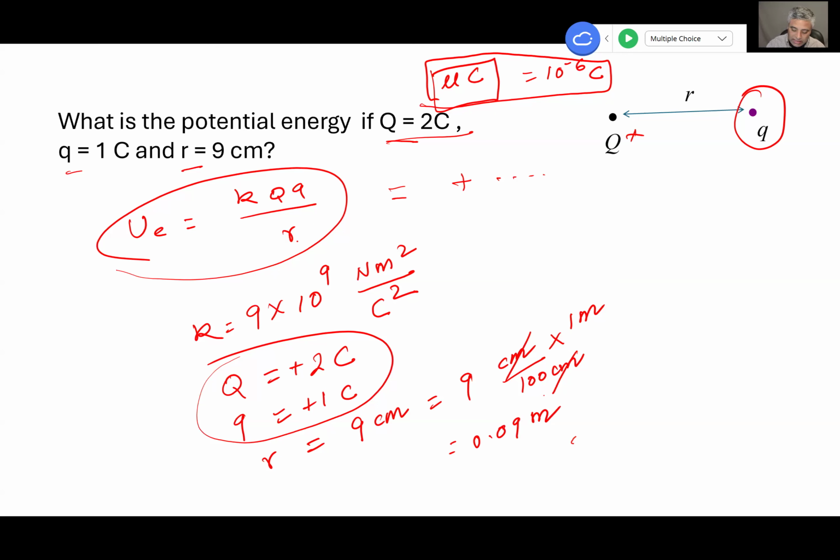Okay, so this is R, not R squared. Field and force have R squared, but potential and potential energy have just R.